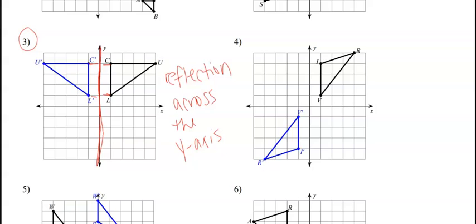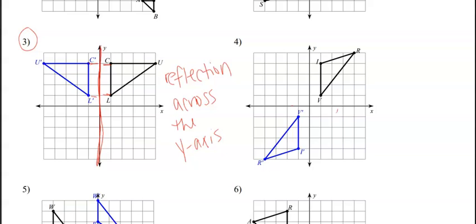Let's look at number 4. We have our original image here, and then we have our new image in blue. So translation, that would mean we could move V, I, and R all over and up and down to make this same image. But you can see that the triangle has been flipped. So if I moved it down, it would look like this, and it doesn't look like this shape. It's kind of flipped around. So we're not going to use a translation because our image has been either rotated or reflected.